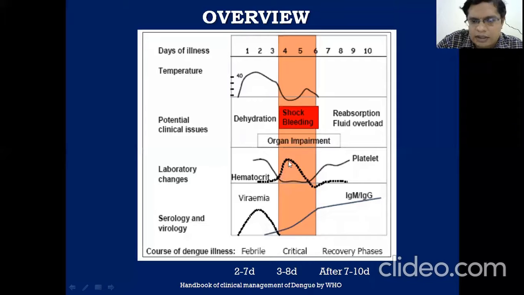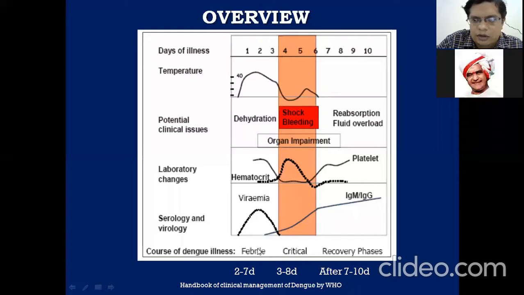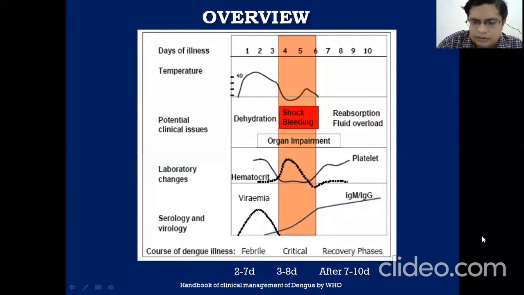The hematocrit rises because of hemoconcentration and the platelets come down, and then there is again elevation of the platelets. The serology, the IgM, starts to elevate only after the febrile phase is over, that is mostly after the 5th day. In the recovery phase, there is fluid reabsorption. We must not overload the patient with fluids in the recovery phase because it will again cause accumulation of fluid in the third space. So this is a summary of all the 3 phases.